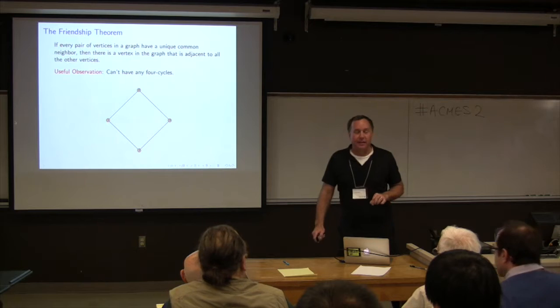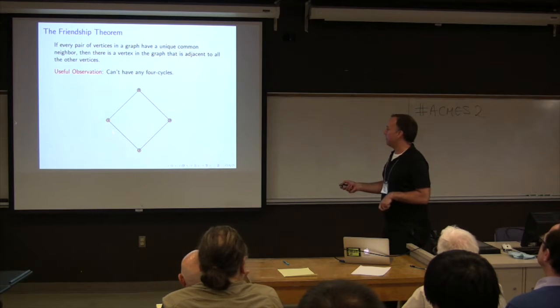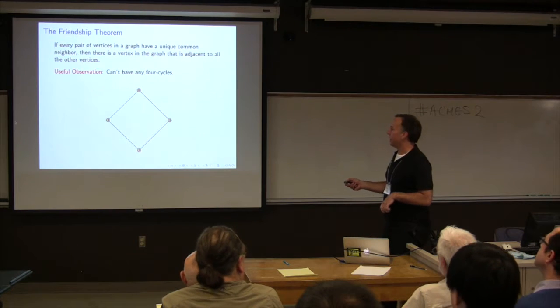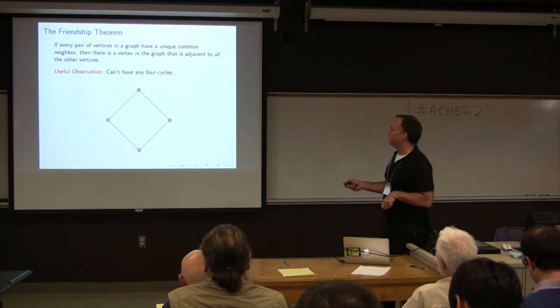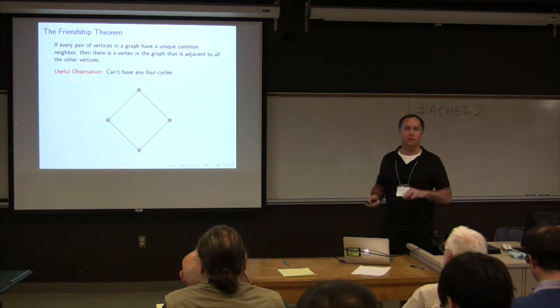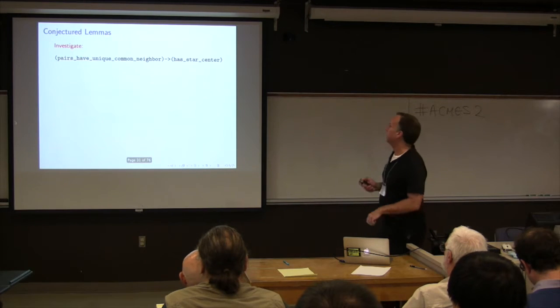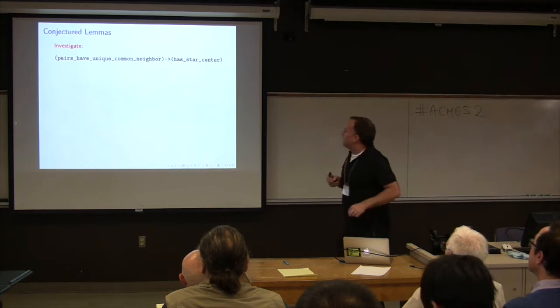So in this 1966 paper, everybody sees this immediately, you can't have 4 cycles. Vertices 1 and 3, if you had a 4 cycle, they've got 2 friends in common. So that already violates the condition.